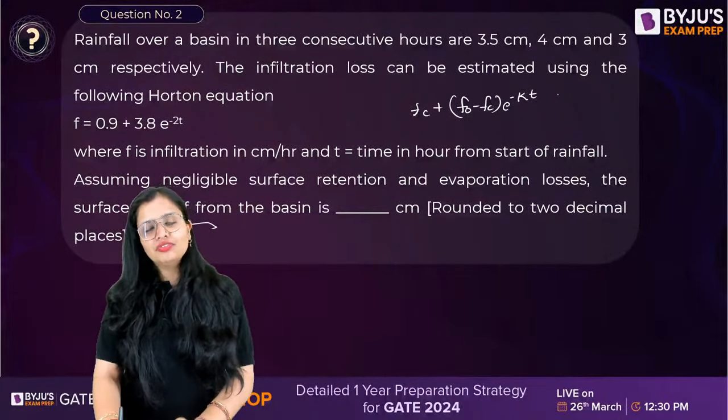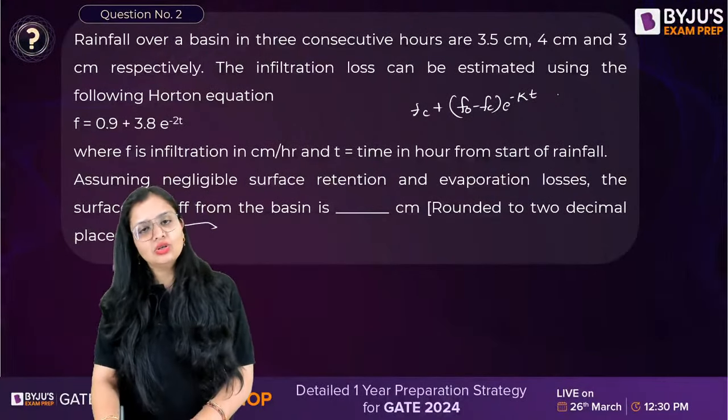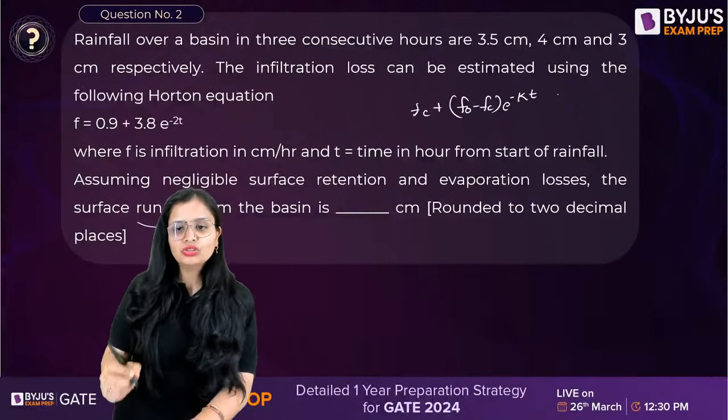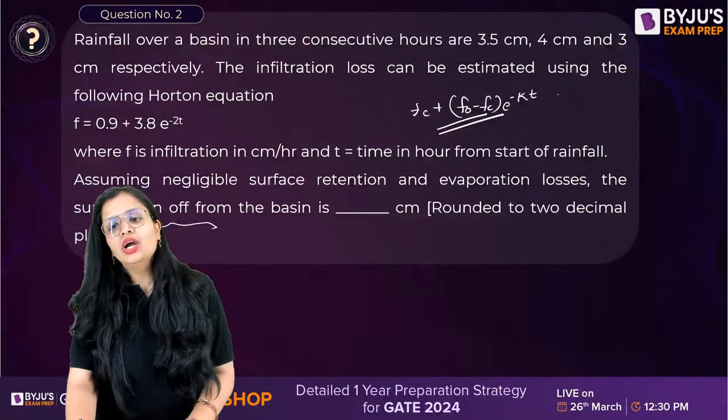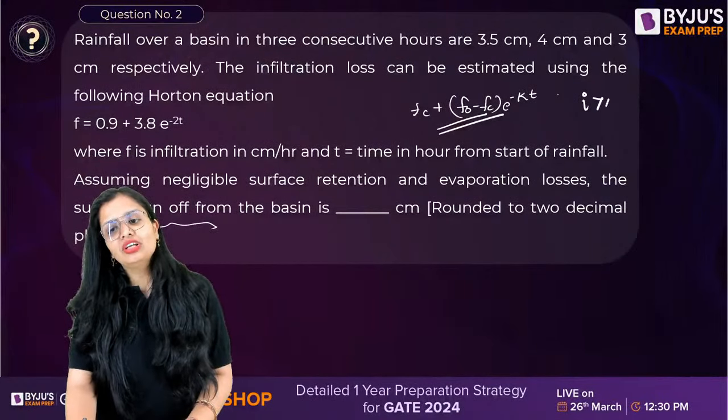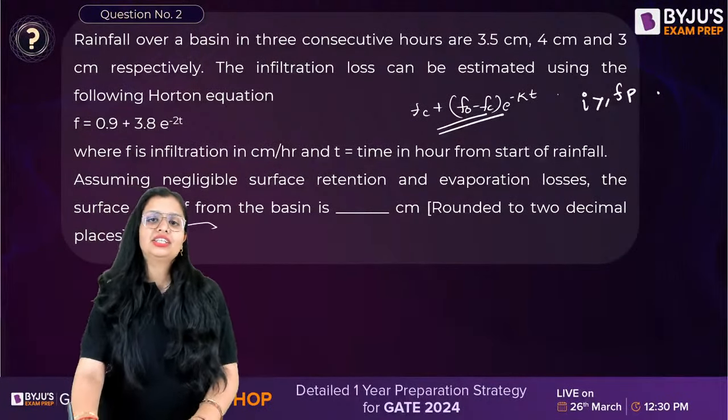Now in this question we have to calculate infiltration. That is the only logic. But I don't know if you know this thing, that this Horton's equation you will be able to apply only when intensity of rainfall is greater than or equal to infiltration capacity.